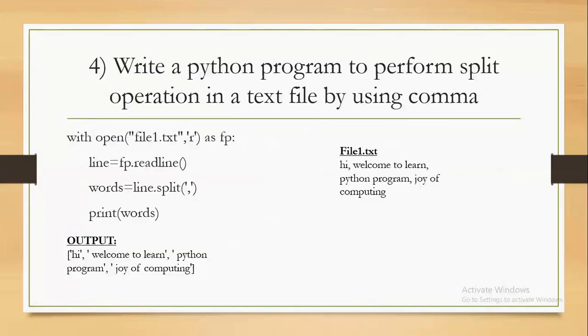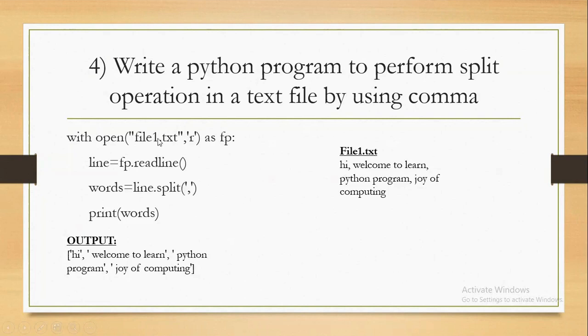Next is the last program. Write a Python program to perform the split operation in a text file by using the comma. From the question itself, we can easily identify that in this particular Python program we are going to use the split operation. As I already said, the split function by default uses space as its delimiter, right? Here we are going to use a comma for separation. So that comma is represented within quotes.